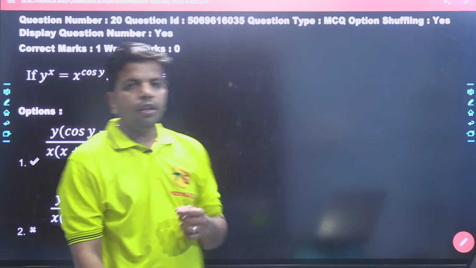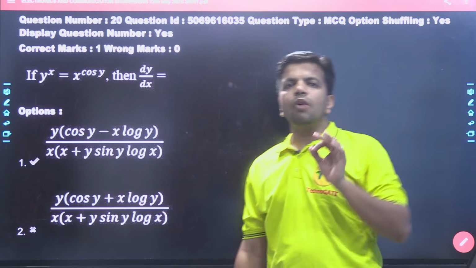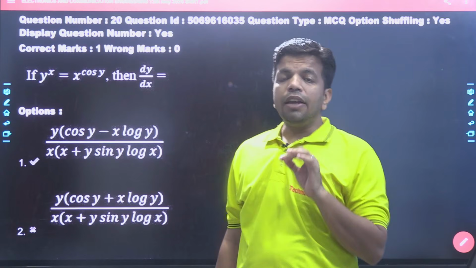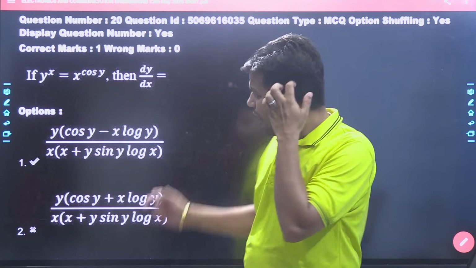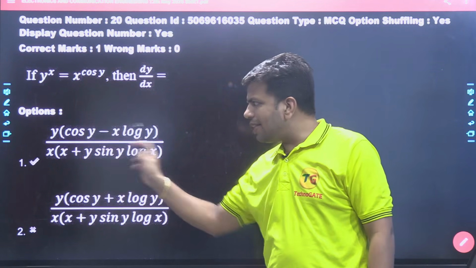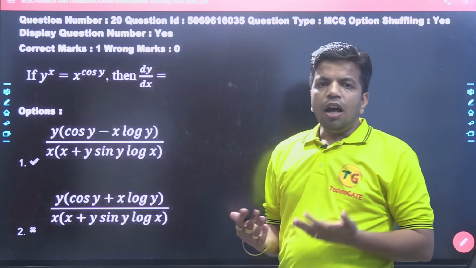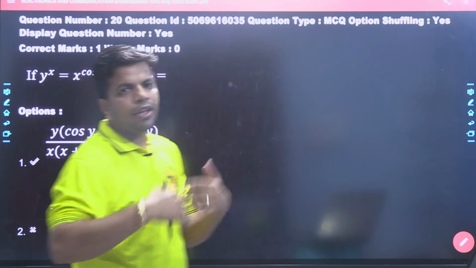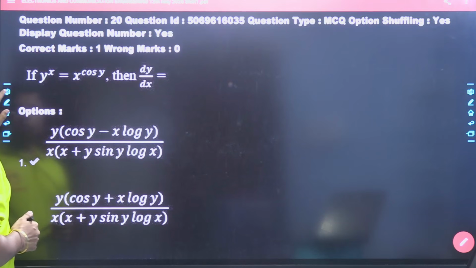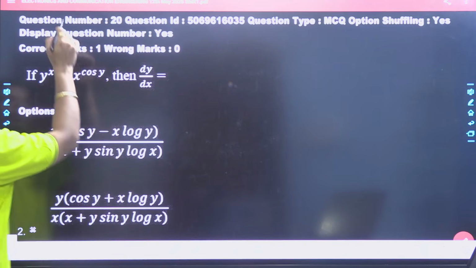Now see the question. If y raised to x equals x to the power cos y, then what is the value of dy by dx? There are different options, and this one says that is the correct option. So let's see how we can find the answer and how we can do the differentiation here.